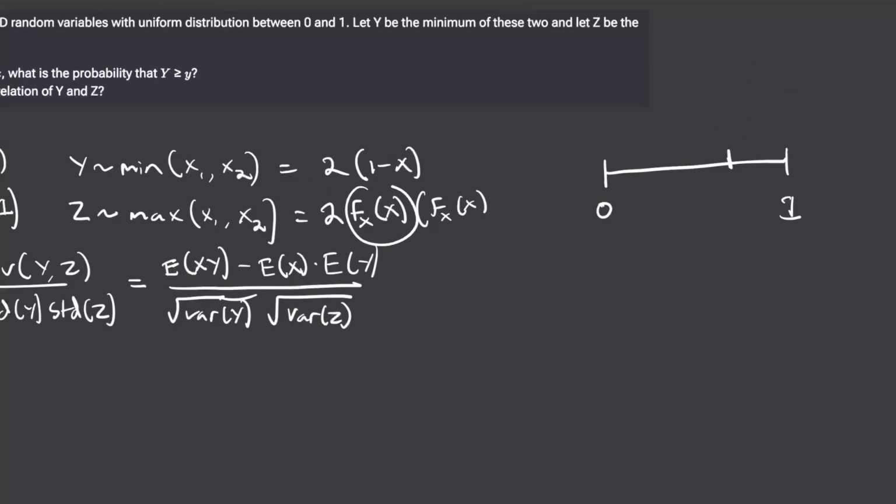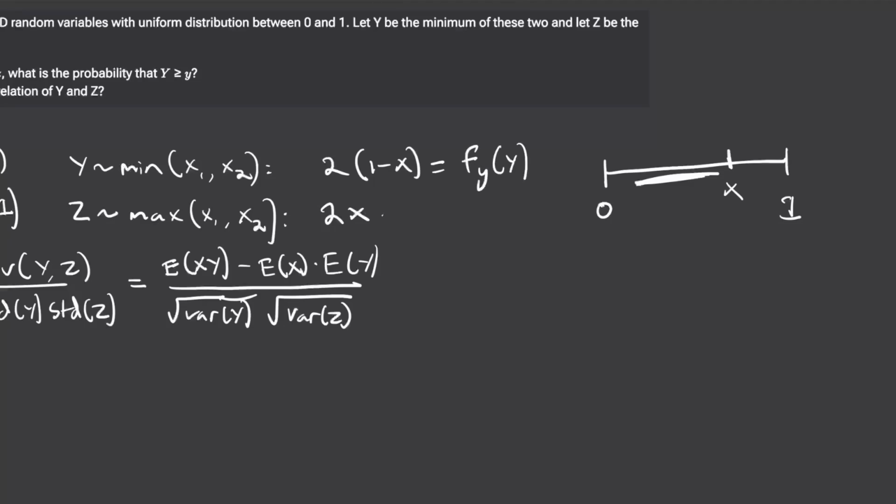So the density of a uniform 0 to 1 is just going to be 1 again. And basically the CDF, the probability that we're less than some value of x, is just going to be x minus 0, so x. So this density right here is just going to be 2x. So I shouldn't say equals here. I'll just do a little colon action. I'll say this is basically the density of y, so f sub y of y. And this right here is the density of z, so f sub z of z.